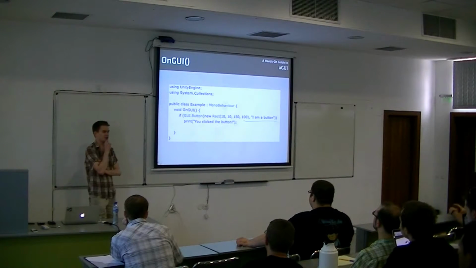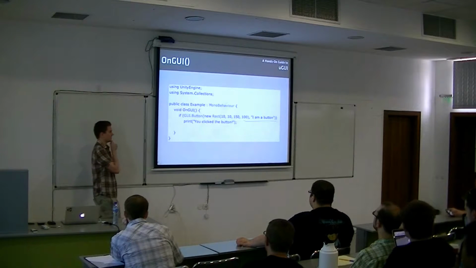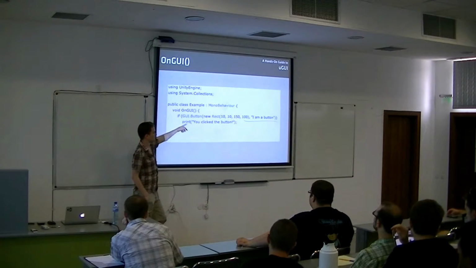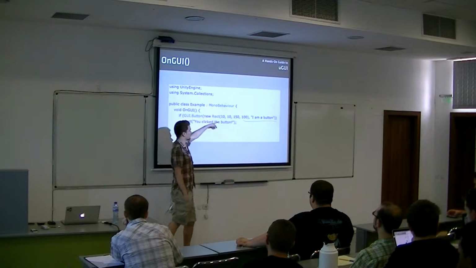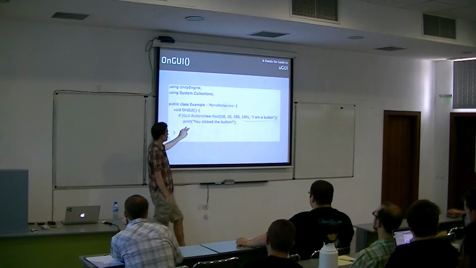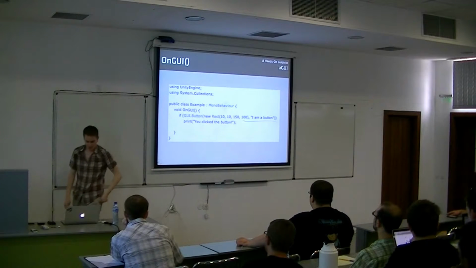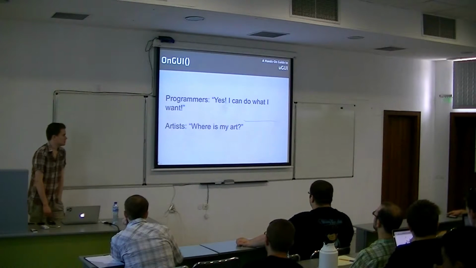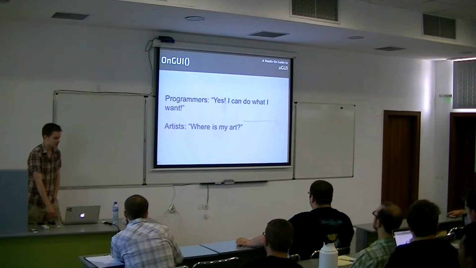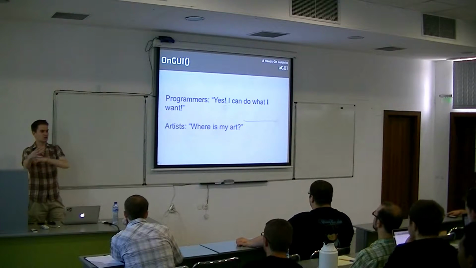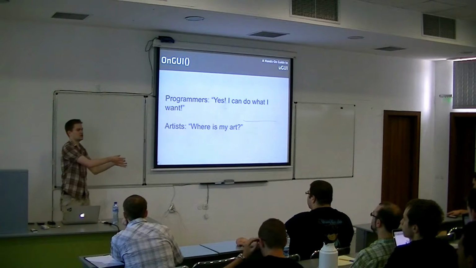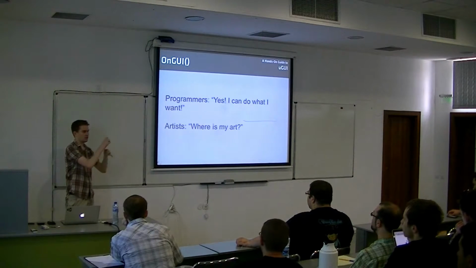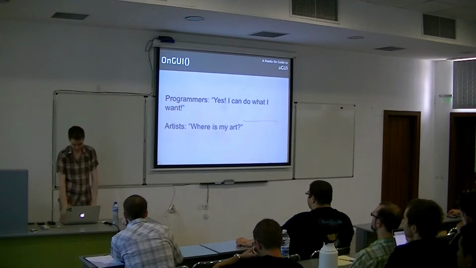Another one is OnGUI. That's basically programmers' favorite thing, where they can draw out the UI element, a button, say 10 by 10, 150 wide, 150 tall, put some text in, and trigger a function. Programmers are like, oh yes, I can do whatever I want. This is cool. Artists are like, where's my art? The artist creates some really next-level UI, and then they don't actually see it until the game is running. They want to position it and make things scale.